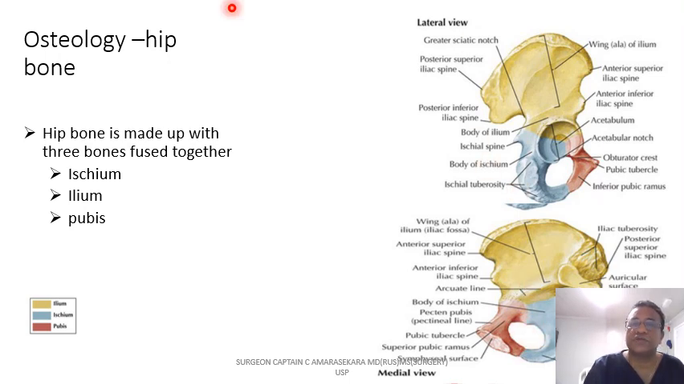This is a very important landmark. So understanding this landmark is essential for interpreting pelvic imaging, and also in assessing trauma, surgical planning, and interventions near the hip joint.